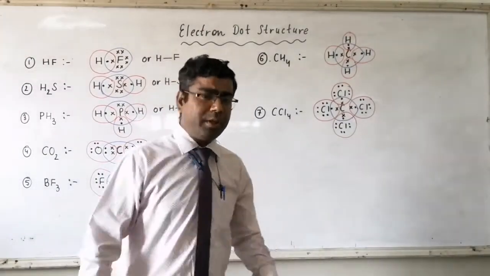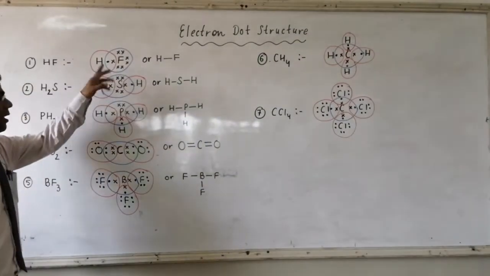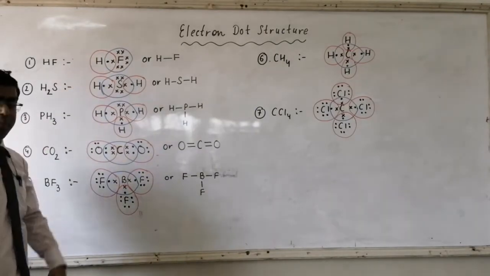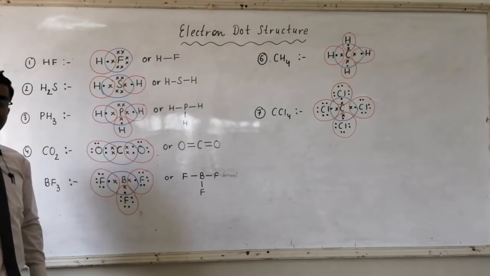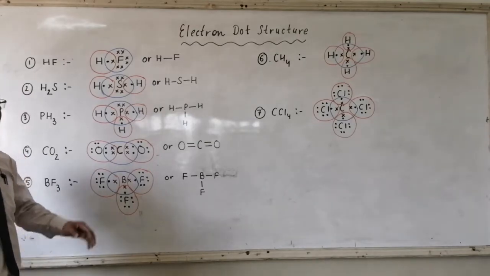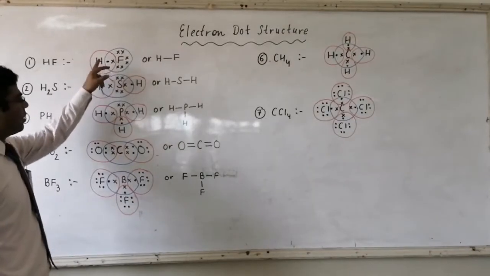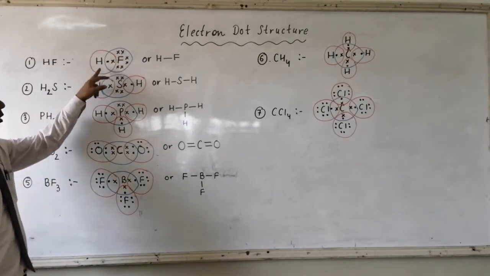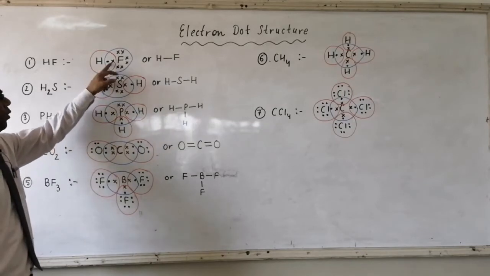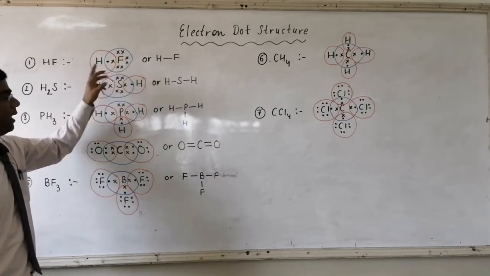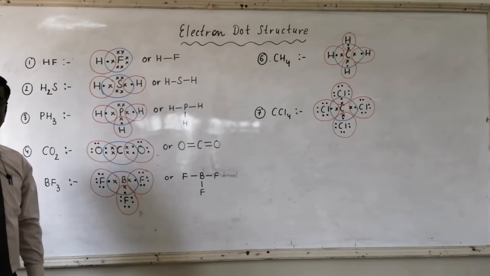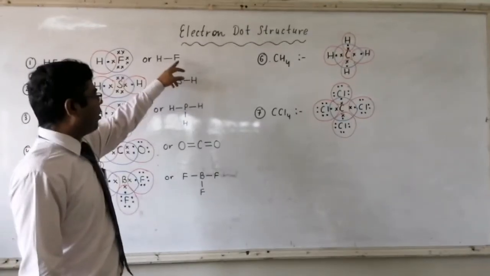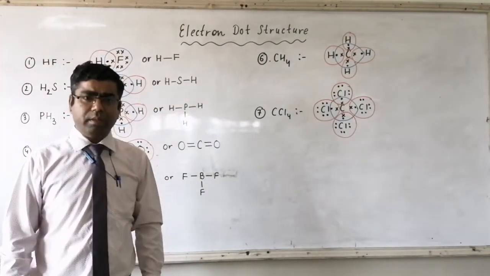Now, where is the duplet completion? So you have to circle the electrons which are involved in duplet completion. So here is the duplet completion for hydrogen. You have to represent the octet completion for fluorine. So circle the 8 electrons which are involved in octet completion for fluorine. So here it is the octet completion of fluorine. 1, 2, 3, 4, 5, 6, 7, 8. As each atom is contributing one electron, there will be formation of a single bond between hydrogen and fluorine.